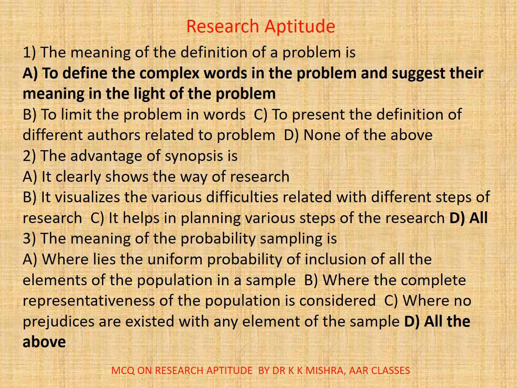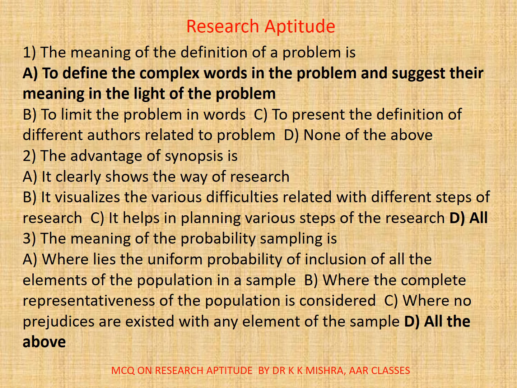2. The advantage of synopsis is A. It clearly shows the way of research. B. It visualizes the various difficulties related with different steps of research. C. It helps in planning various steps of research. D. All. The correct option is D. All.